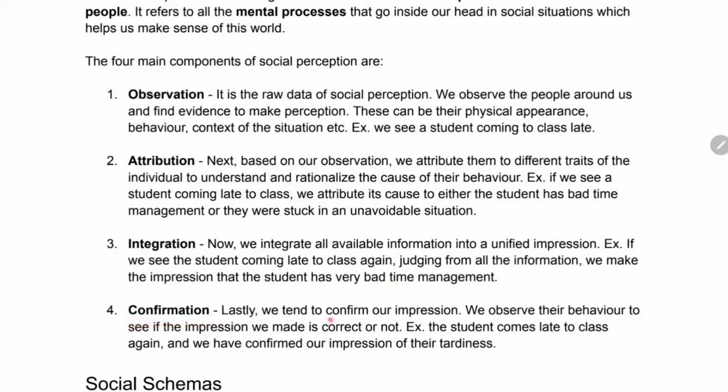Lastly, we tend to confirm our impression. We observe the person's behavior over time to see if the impression that we made was correct or not. For example, the student comes late to class again and we have confirmed our impression of their tardiness. Now, this was just an introduction to the unit. Now we will move on to the main topics that we have to study.